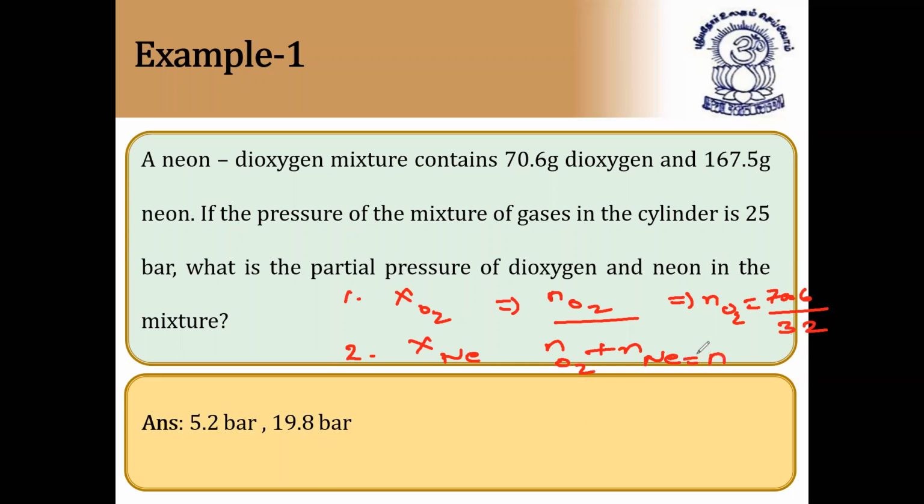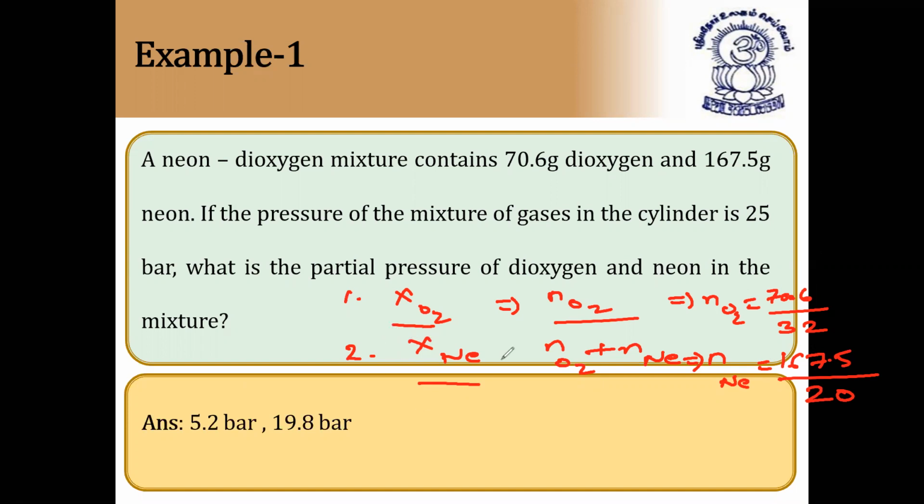Similarly, number of moles of neon, how to find? Number of moles of neon is equal to weight of neon, which is given as 167.5 grams, by 20, because molecular weight of neon is 20. So by substituting these values, you can find out mole fraction of oxygen and mole fraction of neon. Once you get mole fraction of oxygen, you can find out mole fraction of neon.